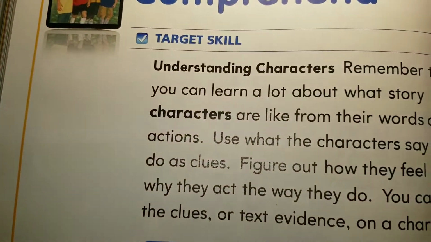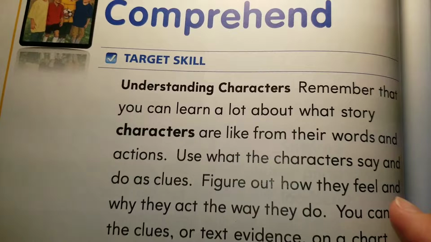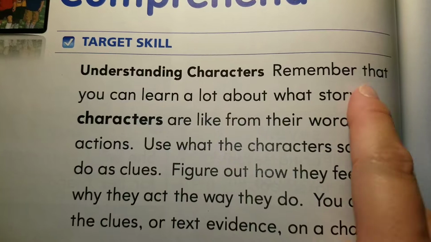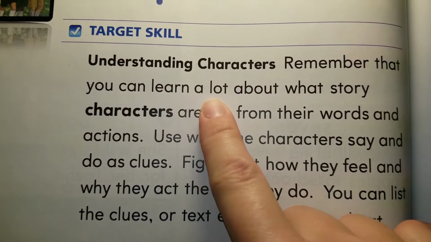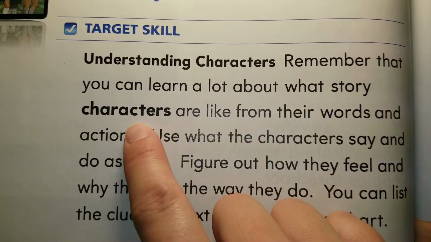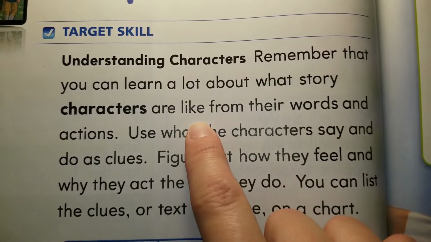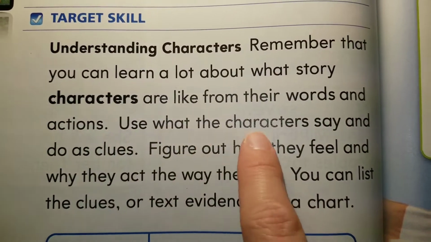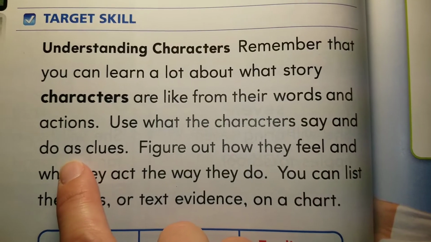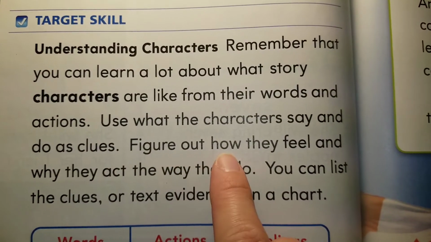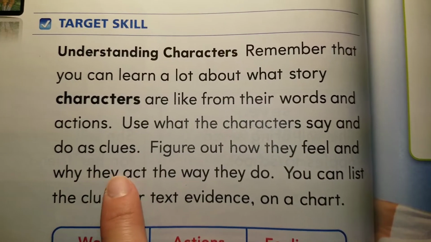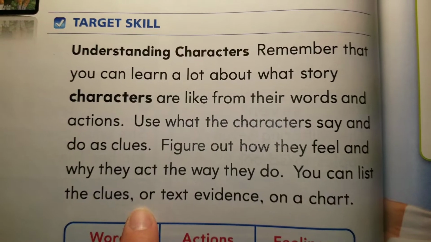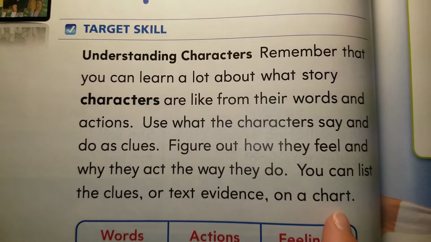Okay, so on this lesson, we are going to focus on a reading strategy that is called understanding characters. And it says, remember that you can learn a lot about what story characters are like from their words and actions. Use what the characters say and do as clues. Figure out how they feel and why they act the way they do. You can list the clues or text evidence on a chart.